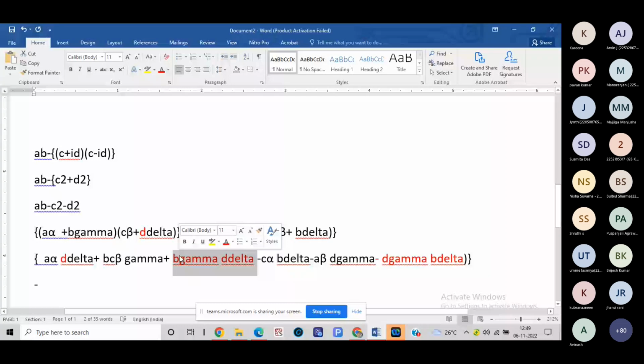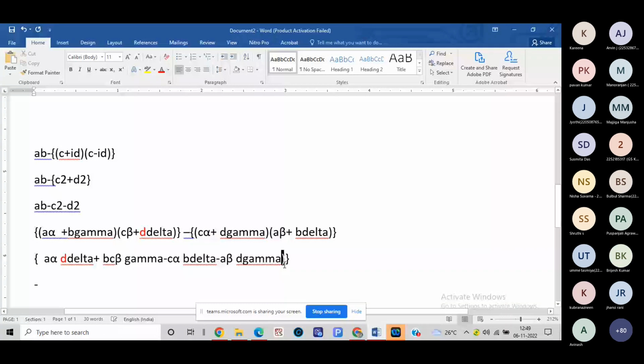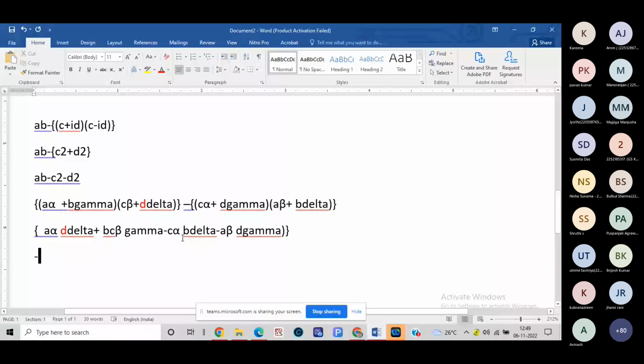Next, we have 4 terms. A alpha D delta. Again, you have these 4 terms. In these 4 terms, what is the common factor that can be taken out? You check it out. AD can be taken out. Can I take AD from both the terms? If you take AD common, what is remaining from both the terms? You check it out. Alpha delta minus gamma beta. Alpha and delta will be remaining.